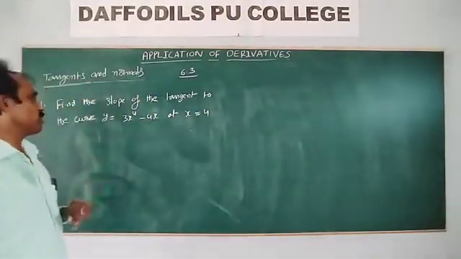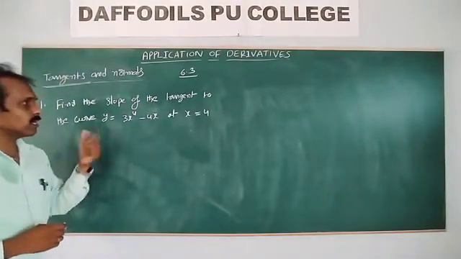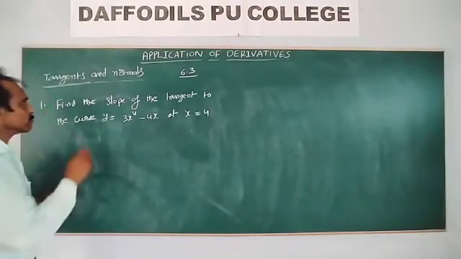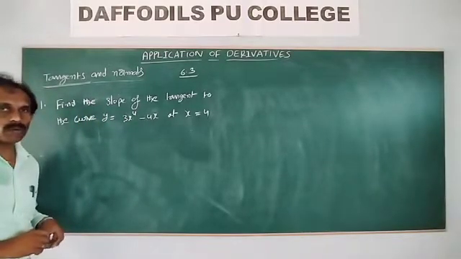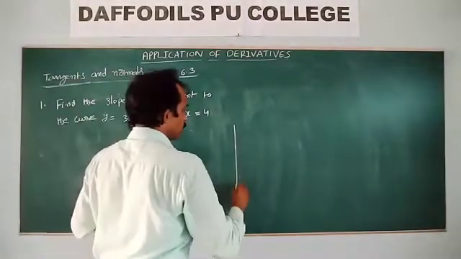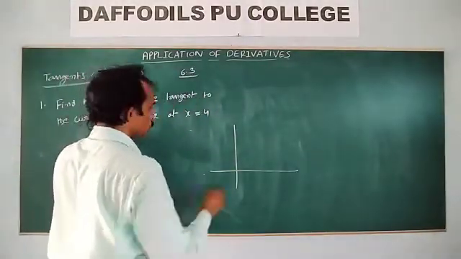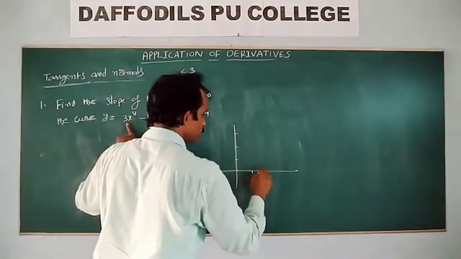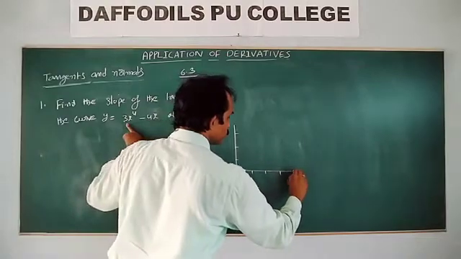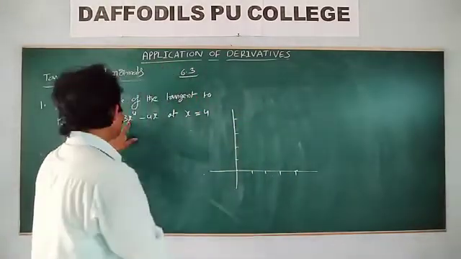So this is the curve equation, y is equal to 3x to the power of 4 minus 4x. Find the slope of the tangent. If you want to know the value on the curve, suppose for example x is equal to 0, what happens? The value is equal to 0.